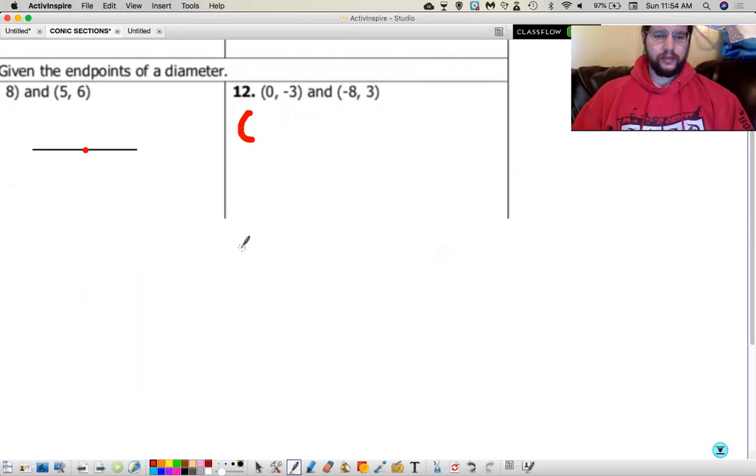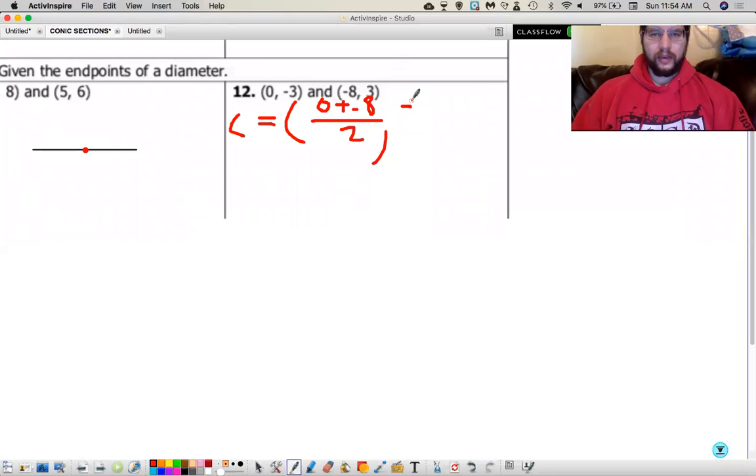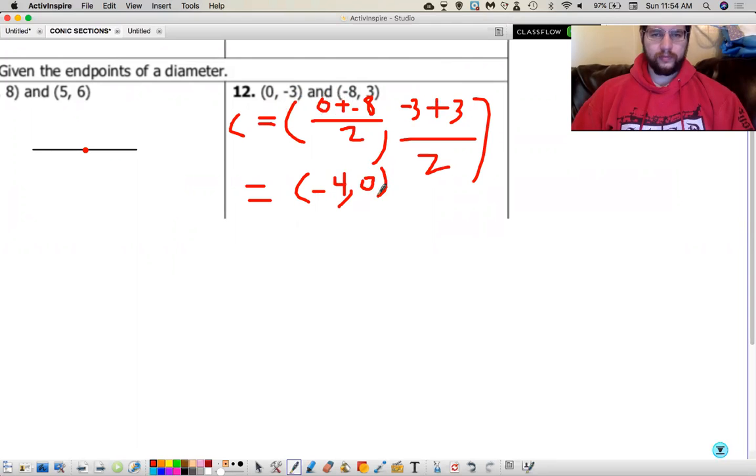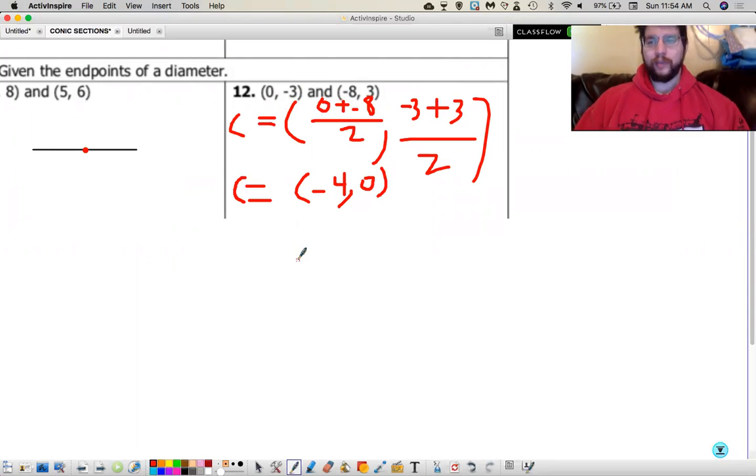My center is going to be 0 plus negative 8 over 2. And again, I'm not going to see any of this, so you don't have to write it out if you don't need to. Negative 3 plus 3. We're adding them together, x1 plus x2, y1 plus y2, dividing those by 2. Simplify that. That's going to be negative 4 and 0. That's my center. Now I need my radius.